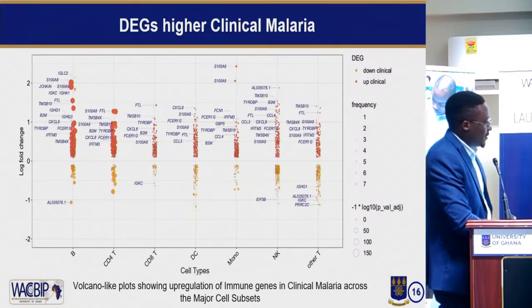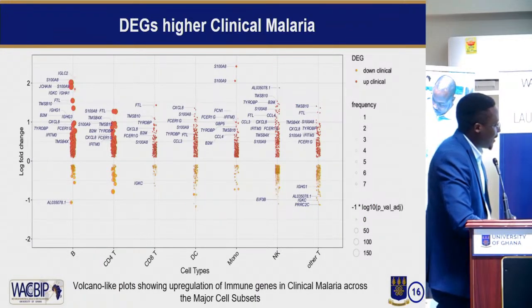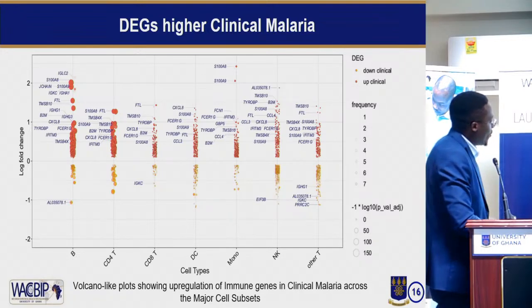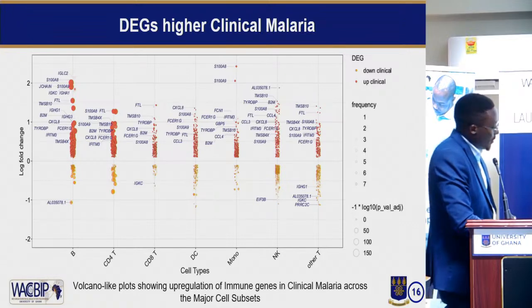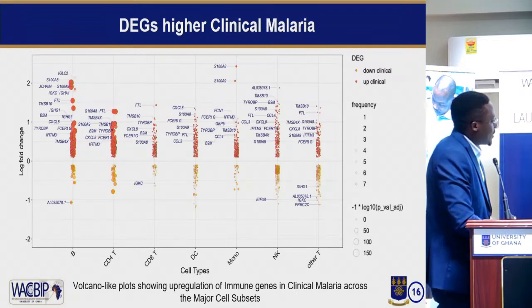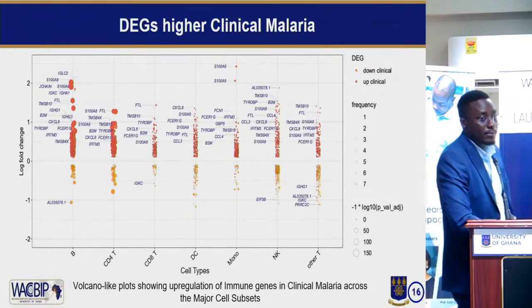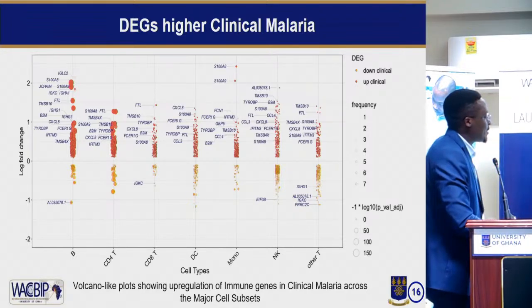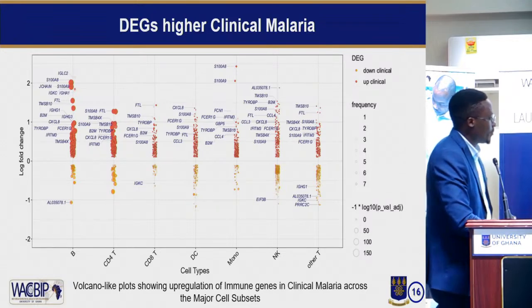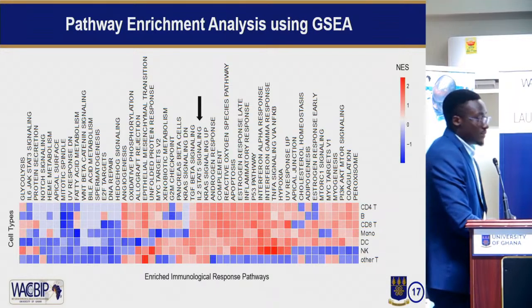We did differentially expressed genes, and this is an abstract type of volcano plot whereby we are showing all the upregulated genes in the clinical malaria infections and the downregulated genes in the clinical malaria infections. And you can see, just by glancing through it, that we have a lot of immune response genes that were significantly higher in the clinical malaria group, because we are showing an adjusted p-value here.